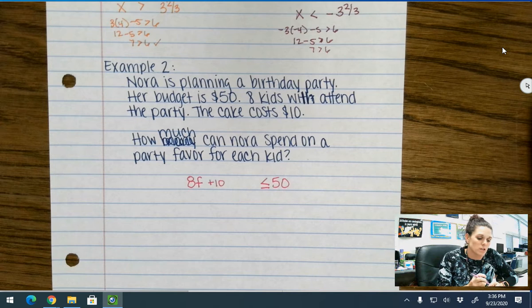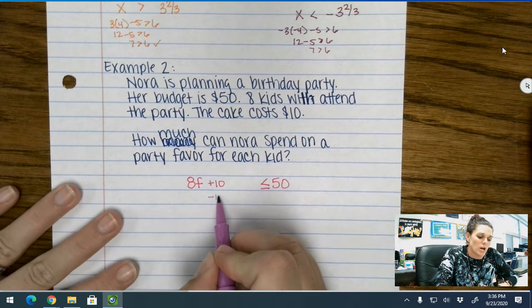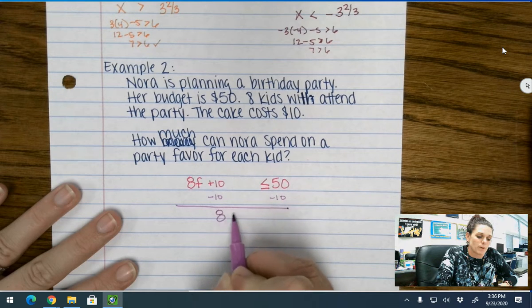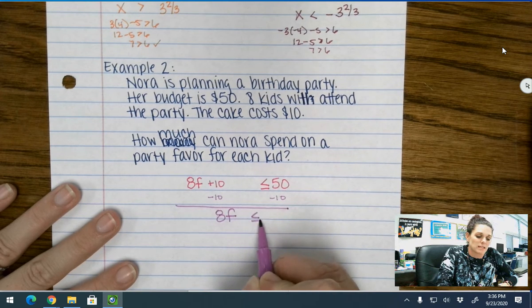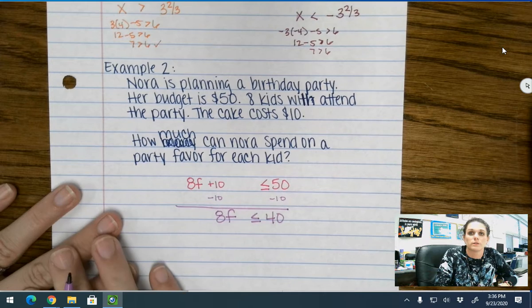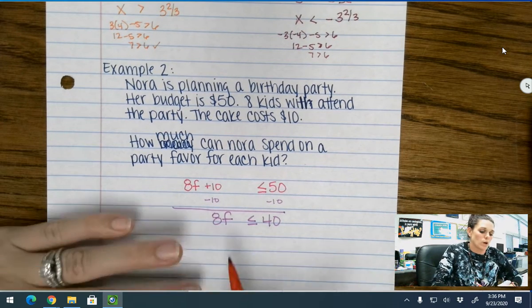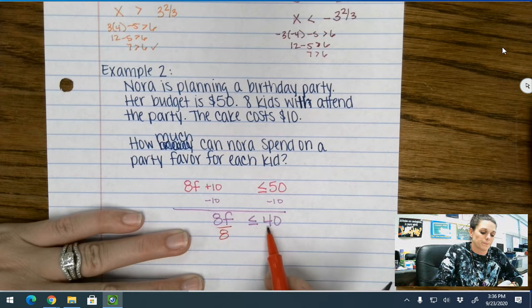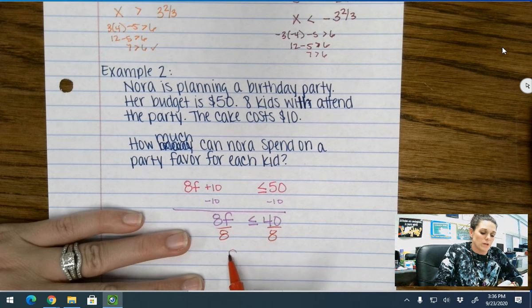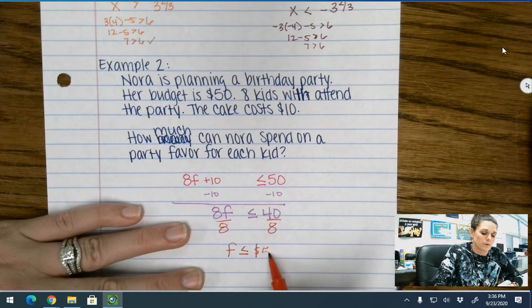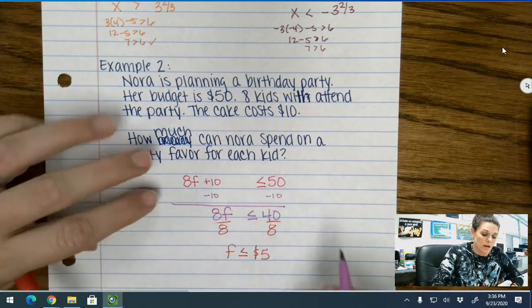So now we're going to go into solve mode, and we're going to say, okay, I'm going to subtract the $10 for the cake. So my 8 party favors has to be less than or equal to $40. And then to solve this, which you all know, we're going to go ahead and divide by 8. So each party favor has to be less than or equal to $5.